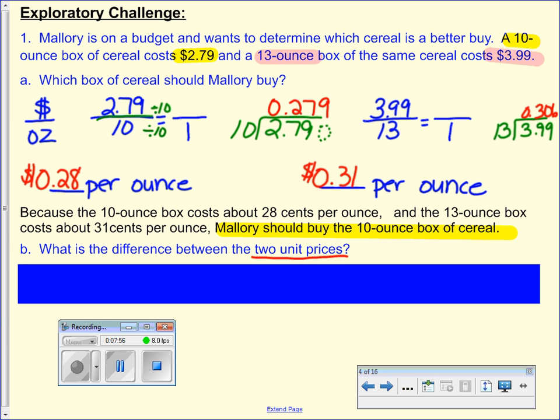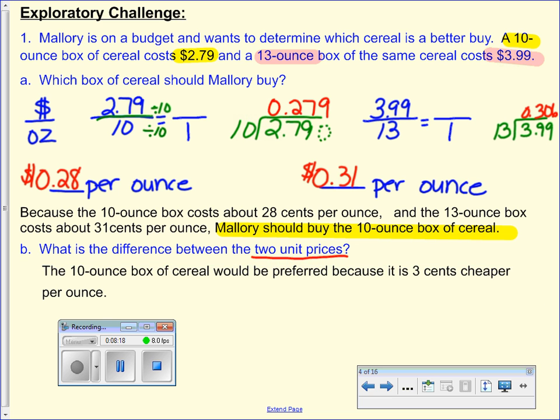So what is Part B asking us? It's asking us the difference between the two unit prices, not the difference between the two original prices. So what's the difference between 31 cents per ounce and 28 cents per ounce? That's 3 cents. So the 10-ounce box of cereal would be preferred because it is 3 cents cheaper per ounce. If you don't want to use the word preferred, you could say it would be the better buy, or the better purchase.